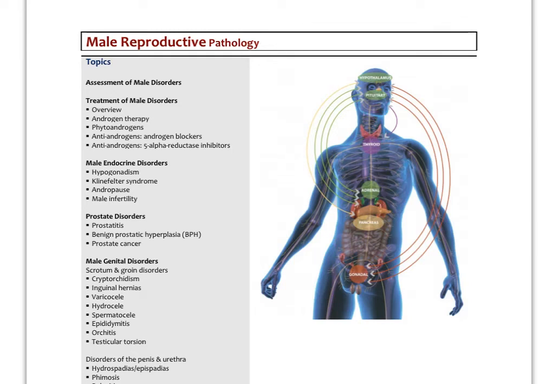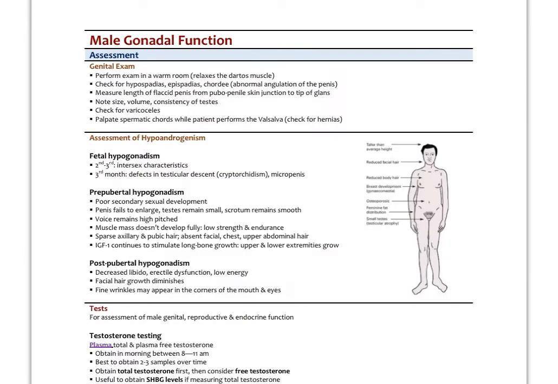Hello, this is the first video on male reproductive pathology. In this first little segment, I'm going to focus on looking at the assessment of male disorders, and then we'll talk about an overview of male disorders, androgen therapy, look at phytoandrogens, and then even antiandrogens. So I'll go through that list. And then in subsequent videos, we'll look at male endocrine disorders, prostate disorders, and then male genital disorders.